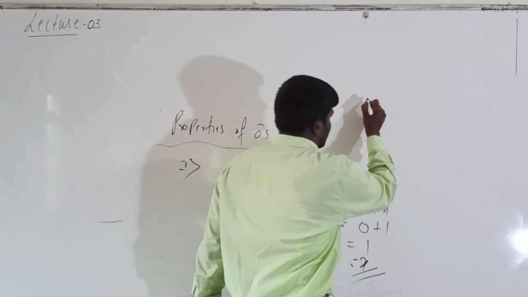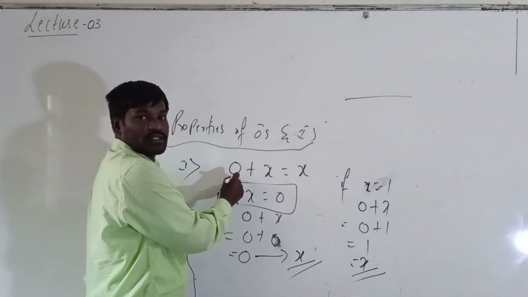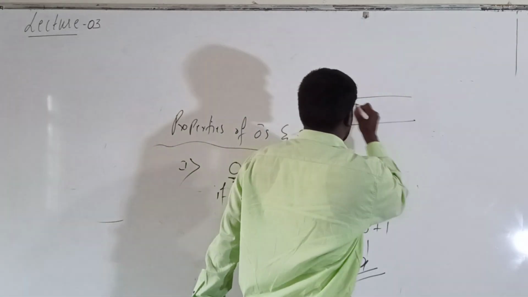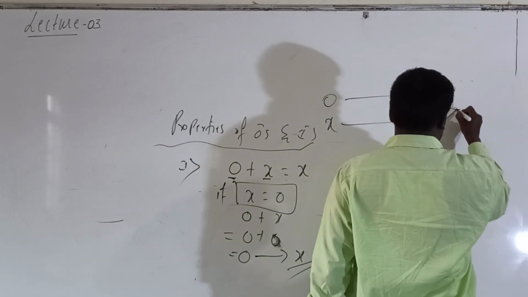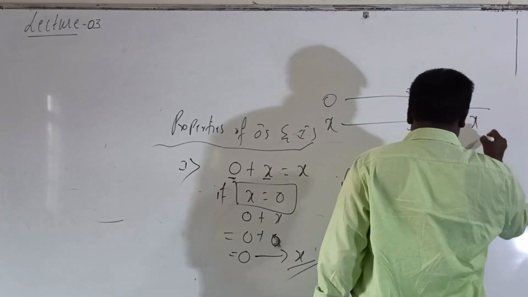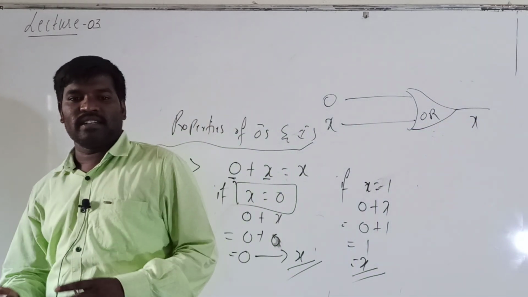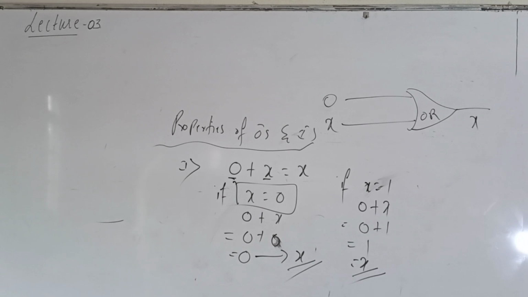Then you can draw the circuit. First input is 0, second input is x. Here 0 is there, here x is there. So now we have to apply OR. Finally it becomes x.